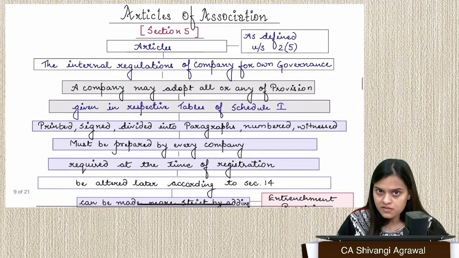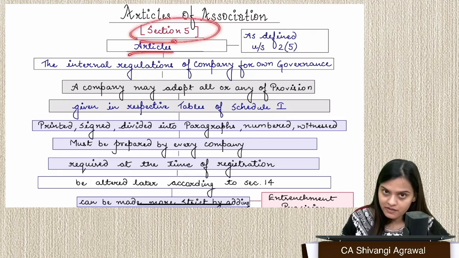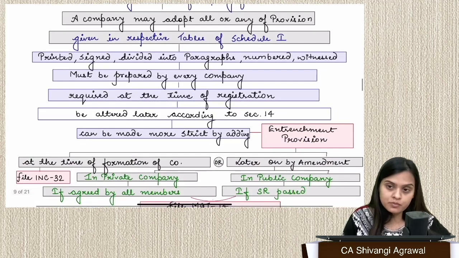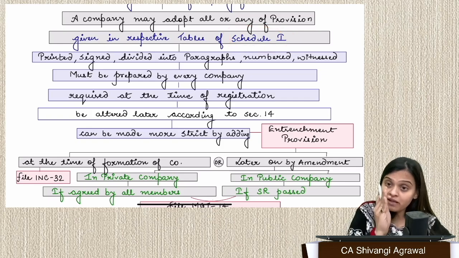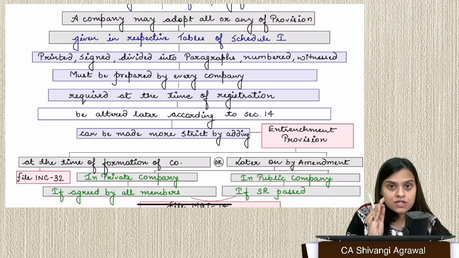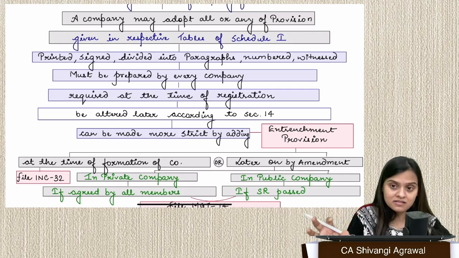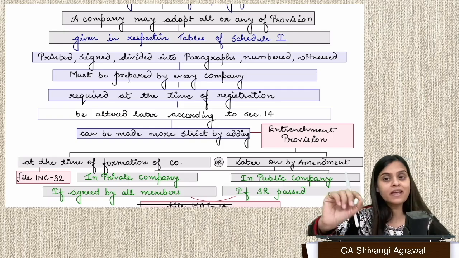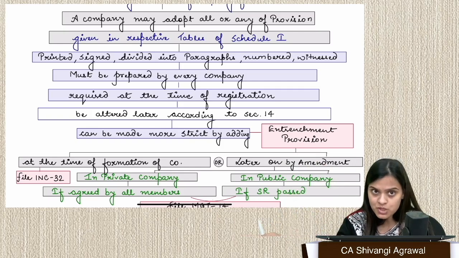Thereafter, we come to Articles of Association. Again, the definition does not tell us anything. Section 5 tells us certain things: the internal regulations of a company for its own governance. Now, again, we have Schedule 1, and from Table F onwards, we have specific pro forma or format for ideal articles for different types of companies. Table F is something that you must remember because it is for a company limited by shares.